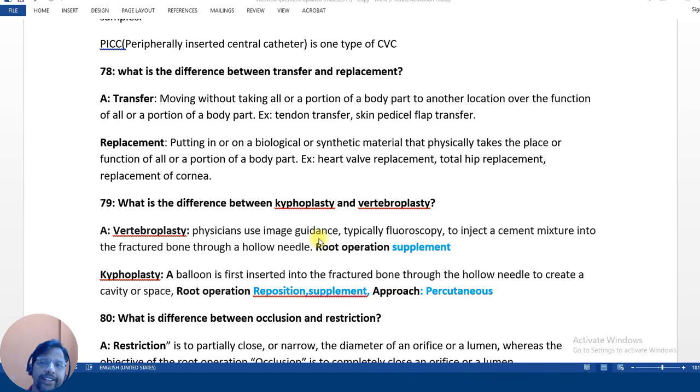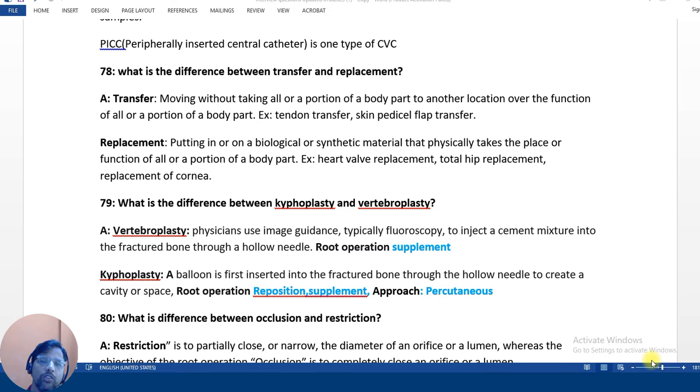So what is the difference between transfer and replacement? Transfer means moving, without taking out all or a portion of a body part, to another location to take over the function of all or a portion of a body part, like tendon transfer or skin pedicle flap transfer. What is replacement? Putting in or on a biological or synthetic material that physically takes the place of function of all or a portion of a body part, like heart valve replacement, total hip replacement, replacement of cornea.